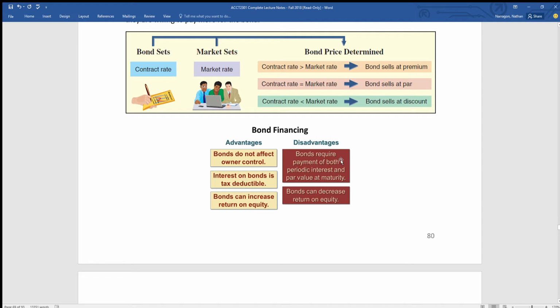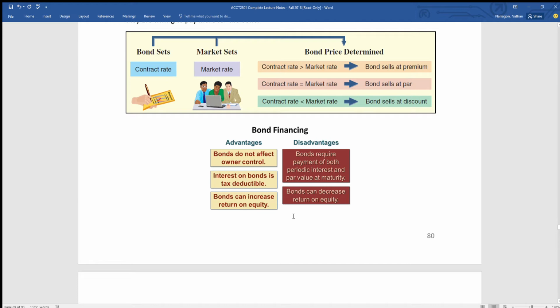Disadvantages: bonds do require payments of both periodic interest and a par value at maturity. So we do pay out a little bit more than what the bond was when we issued, unless it's at a discount. Bonds can also decrease return on equity. They can affect it either way, so it just matters on how liquid the company is.